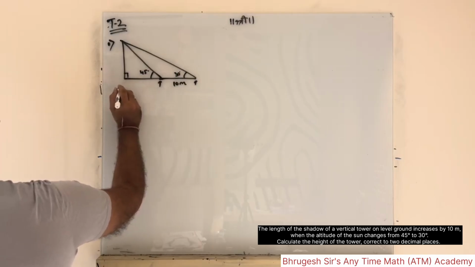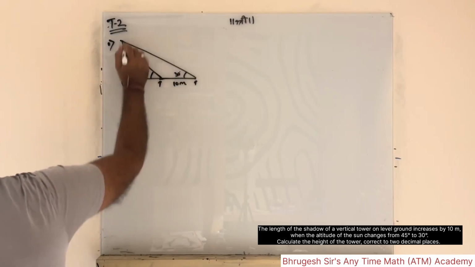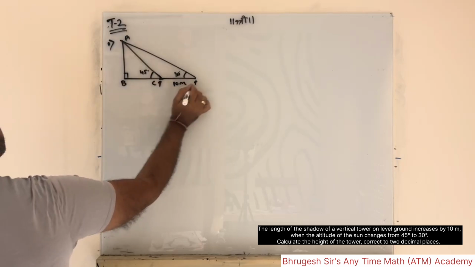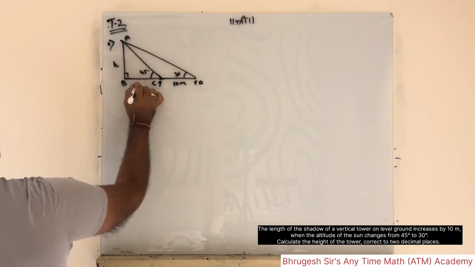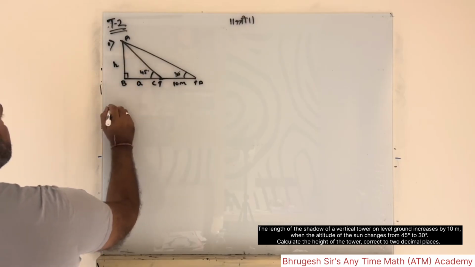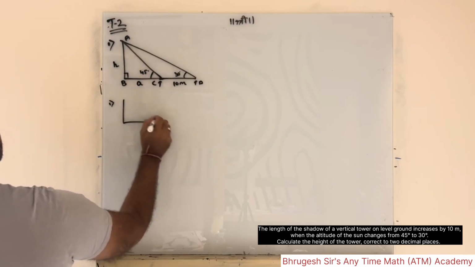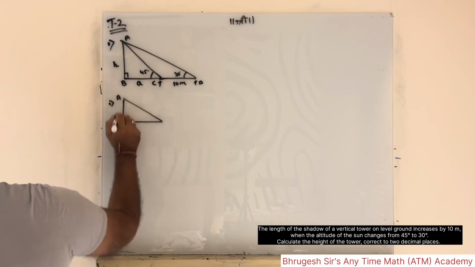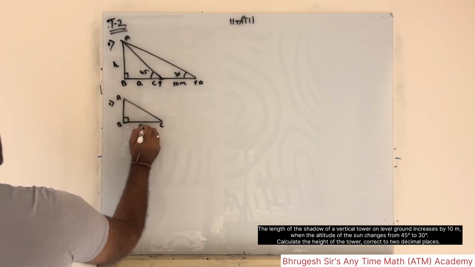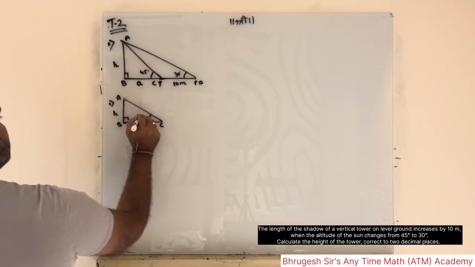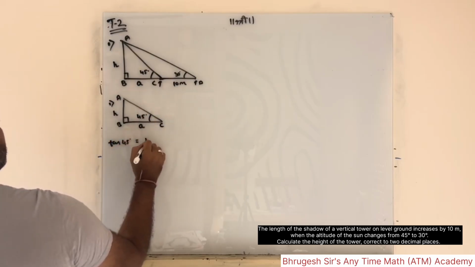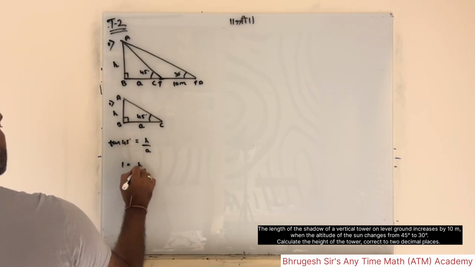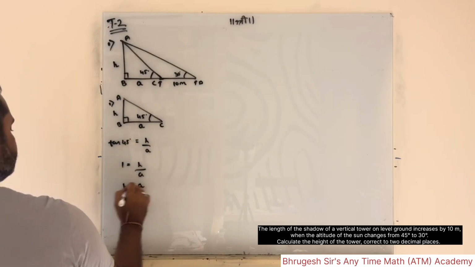Find the height of the tower correct to two decimal places. Let us name it: height of the tower BH, and BC is A. First take triangle ABC. This is A, this is H, and this is 45 degrees. So I'll use tan 45 is opposite H upon A. So H is A.